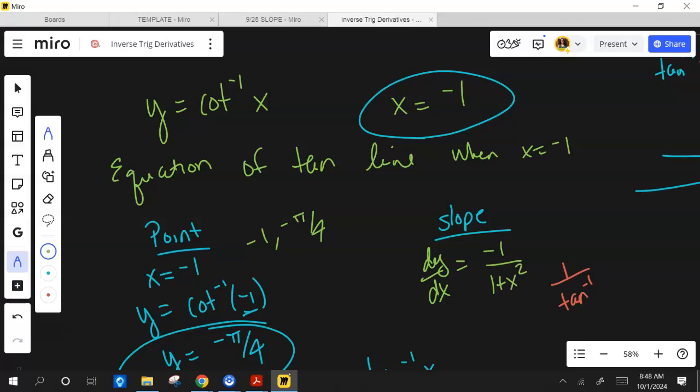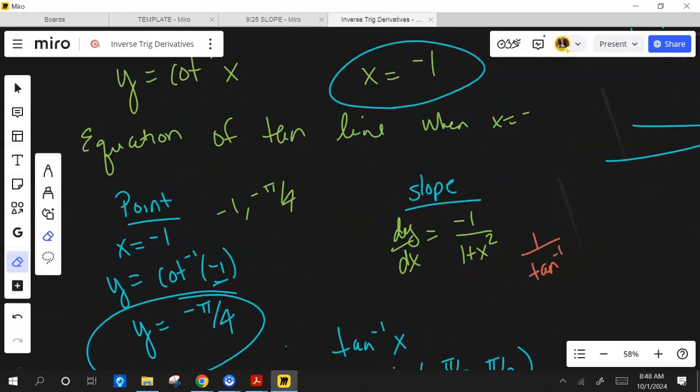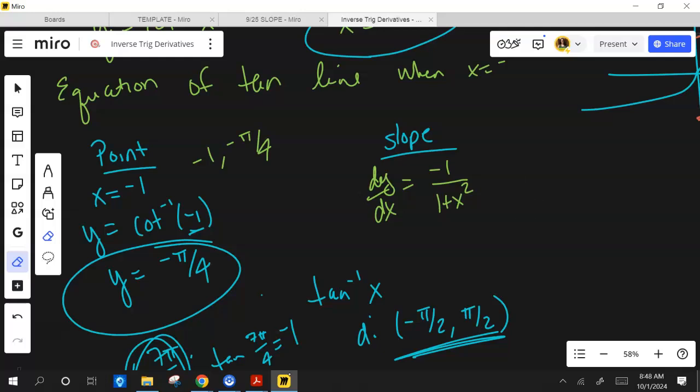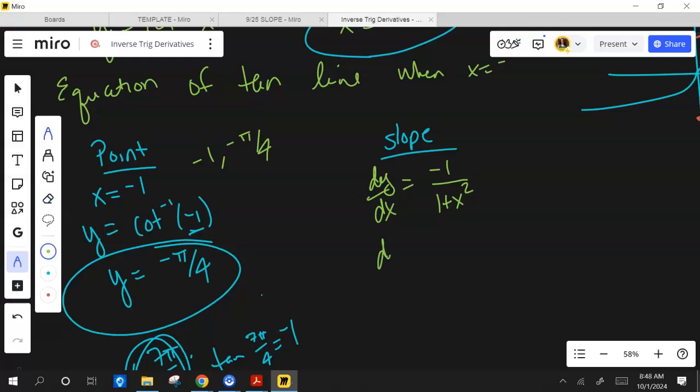Is there a chain here? No, because it's just x. Is everybody okay? Plug in what? Look at y'all. Plug in -1. So what I'm doing is derivative when x equals -1.